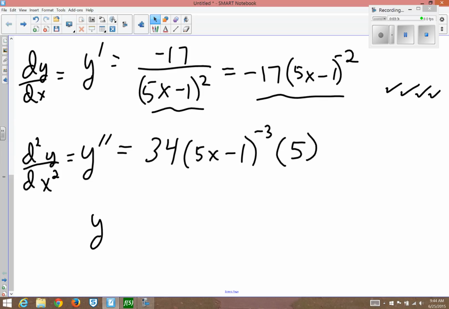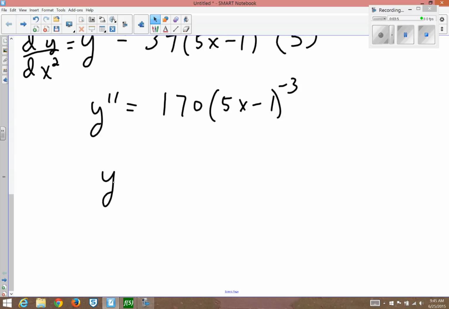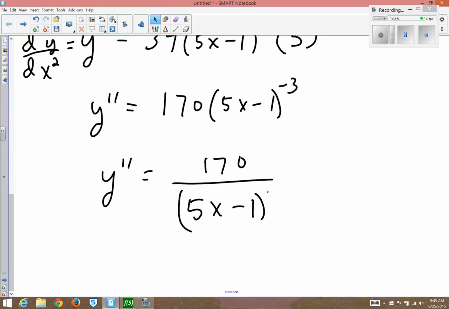So the second derivative of the original function is 34 times 5, which is 170, times (5x minus 1) raised to the negative 3, which could also be written as 170 over (5x minus 1) raised to the positive 3.